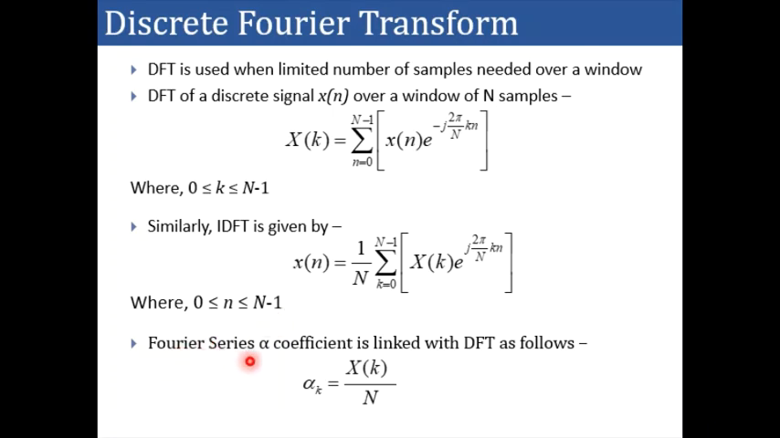Now, the Fourier series alpha coefficient is linked with the discrete Fourier transform, and we can define alpha k as nothing but the DFT of the signal x, that is X(k), divided by capital N.